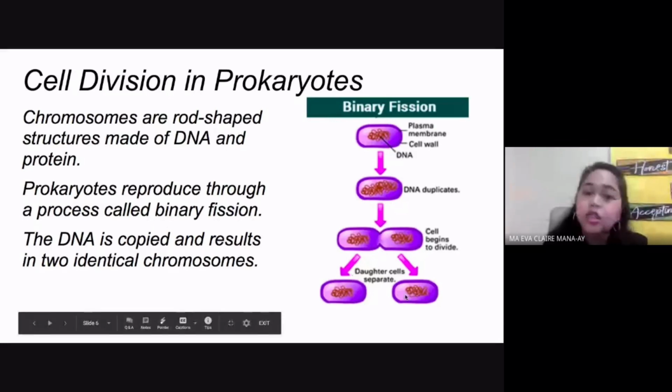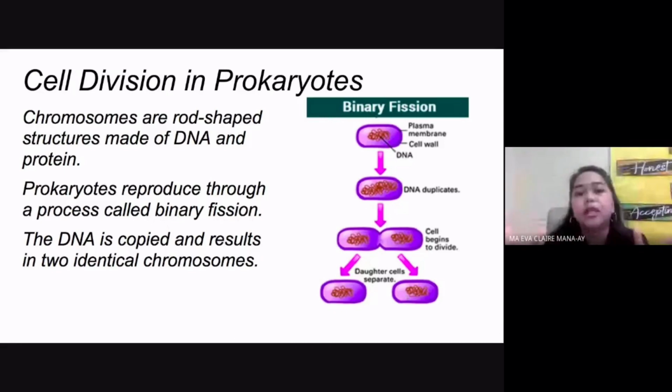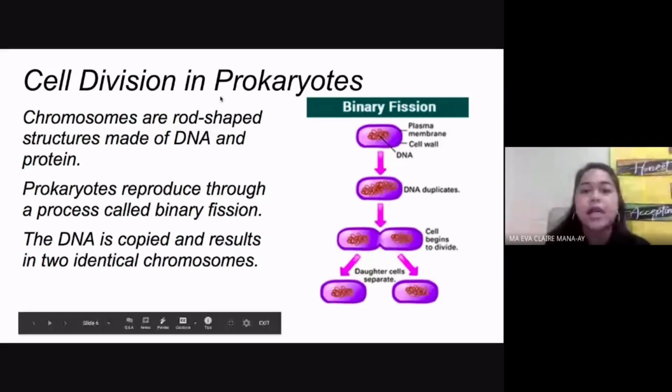And so eventually you are going to have a colony of bacteria. That means you are going to have a group of bacteria. It's very fast for them to reproduce because the reproduction is just through binary fission. So you are going to have a cluster of bacteria, which we call your colony. Okay, so again, in prokaryotes, cell division is just through binary fission.